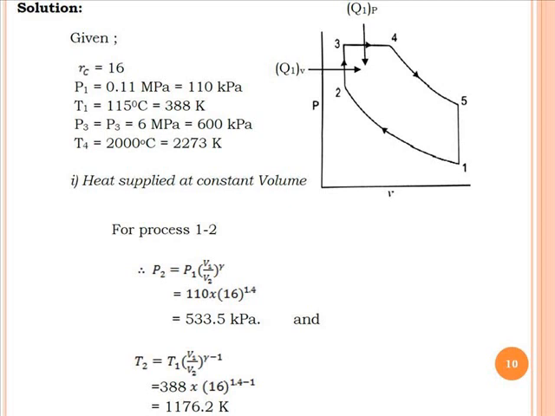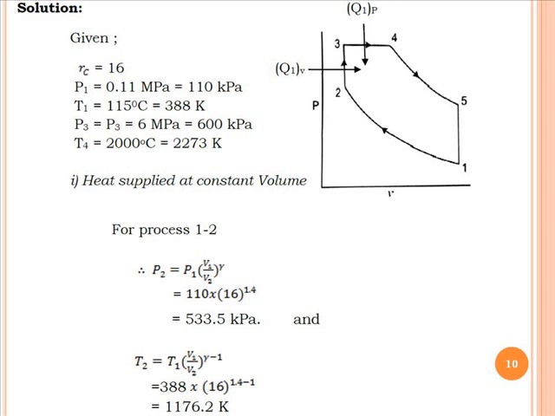So for the process 1 to 2, we know that P2 by P1 is equal to V1 by V2 raised to gamma. So from that we will get the P2 value, that is equal to P1 into V1 upon V2 raised to gamma, where P1 is 110 kilopascal and V1 by V2 is 16. Gamma is the adiabatic index, that value is 1.4. So we'll get P2 pressure, that is equal to 533.5 kilopascal.